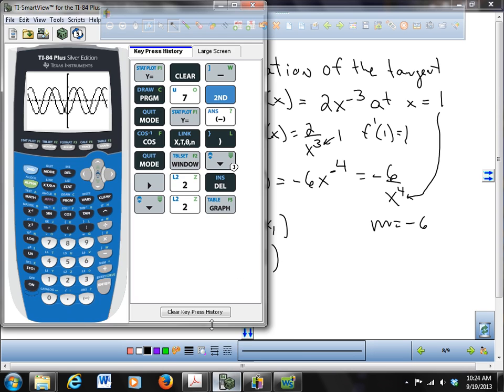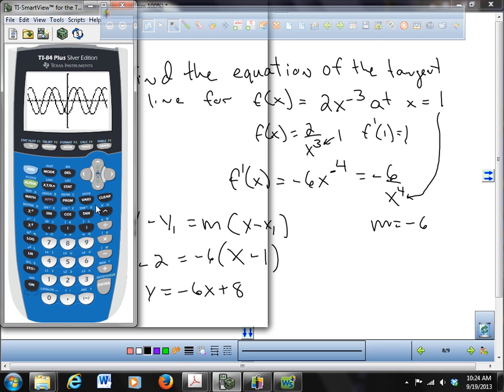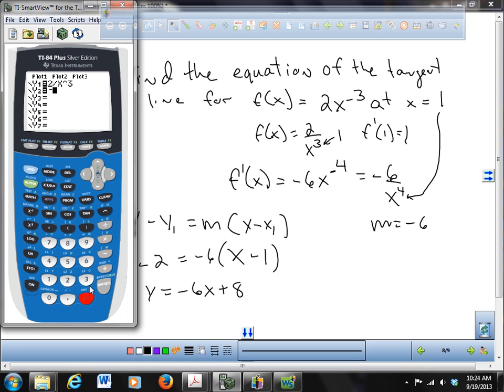Okay, so y equals 2 over x cubed. I'm going to plug it in there: 2 divided by x raised to the 3rd power. If they say confirm graphically, this is what they mean. And then I'm going to put y equals -6x plus 8.